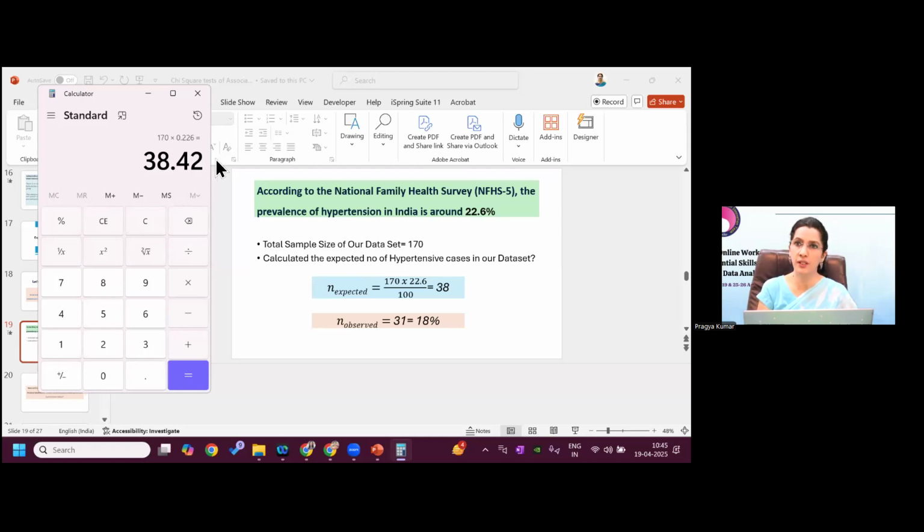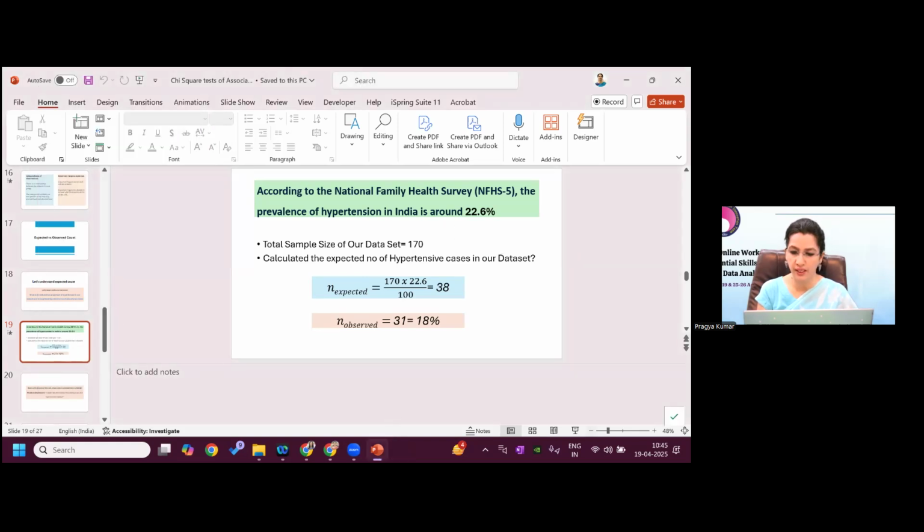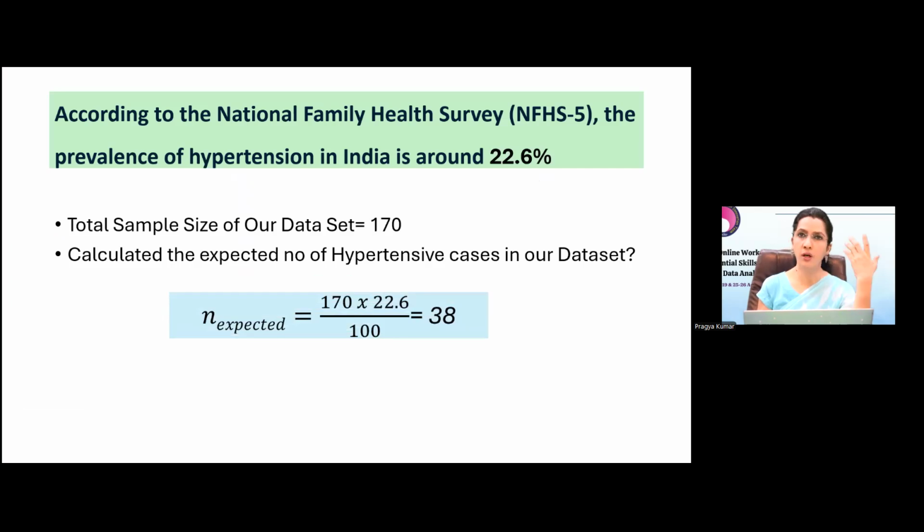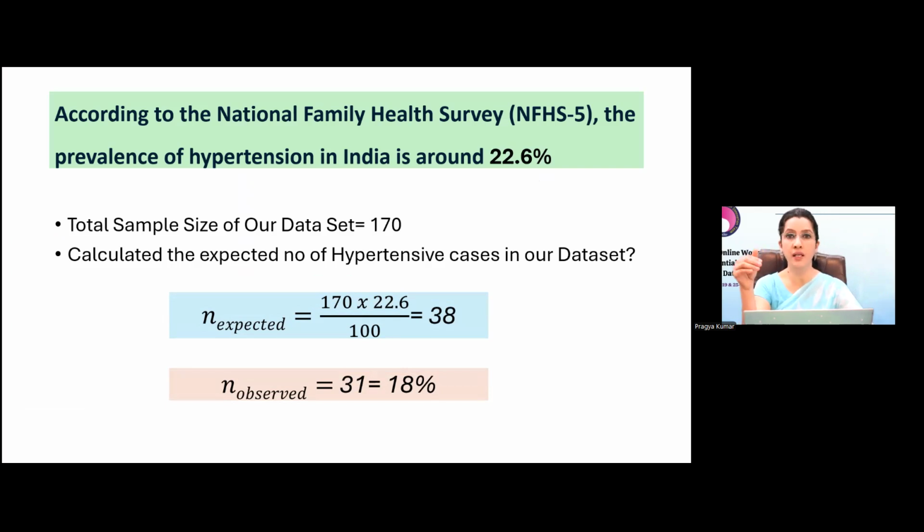Dr. Kirti, you calculated at 25%. That's okay. So the expected count will be 38 or 38.5, but I am rounding off and taking 38. And what is observed? Observed is 31: I have seen 31 people out of 170 who said they have hypertension. So observed is 18%. So there is a difference of 7.